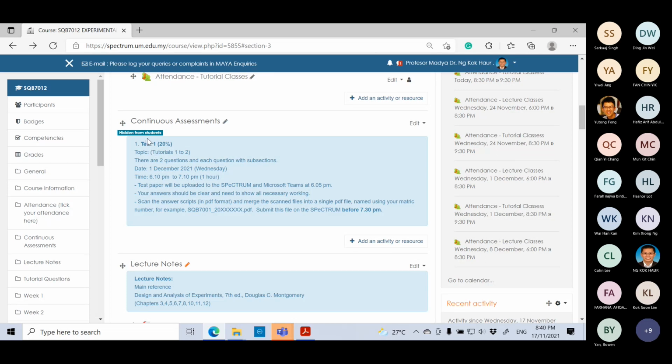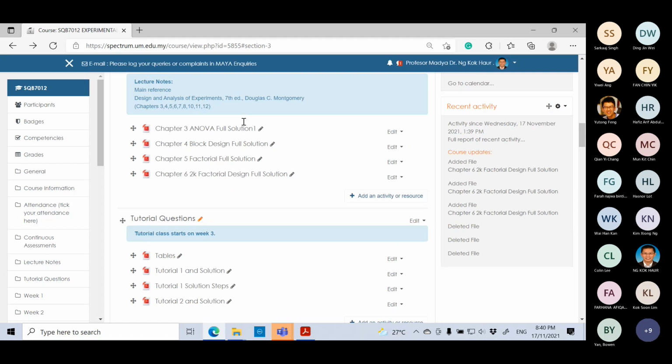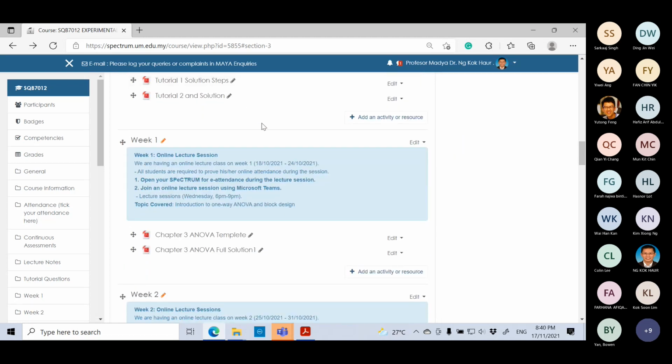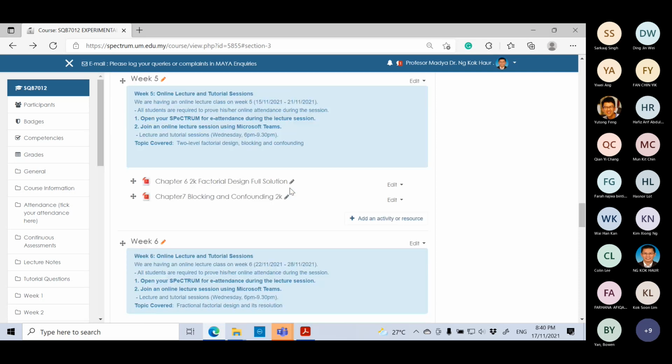So this one, I will remind all the students again next week, because the test is in week number 7. Week number 7 is the 1st of December, Wednesday. This is the first information I have.